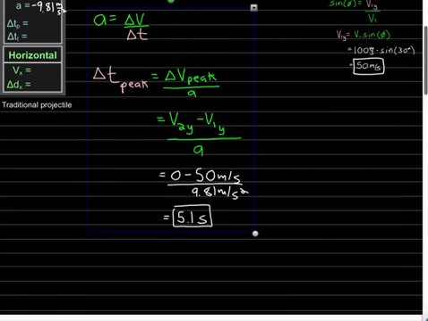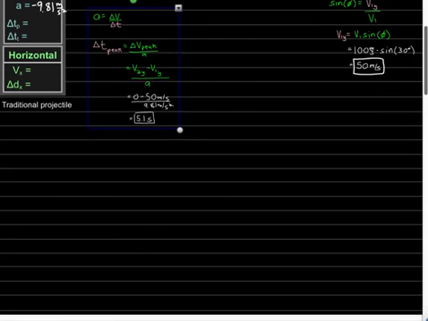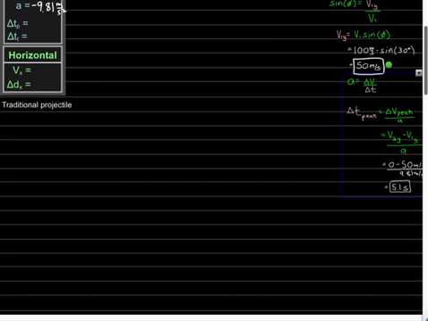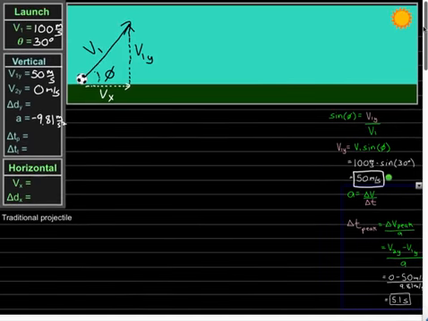We know this object is going to take 5.1 seconds to reach the peak. All right, it's not going to be in the air for 5.1 seconds, but it's going to take 5.1 seconds just to reach the peak. So, if we know it's going to take 5.1 seconds to reach the peak, it's going to take another 5.1 to reach the end, so that's a total of 10.2 seconds. All right, the total time is twice the peak time.